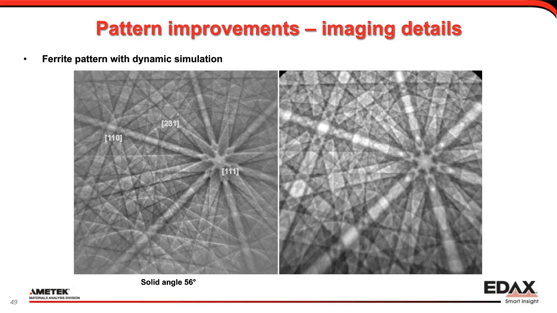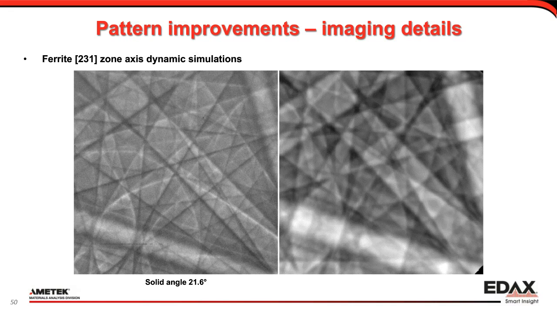I zoom in. So this was the final result. This was a solid angle of only 21 degrees. Do a dynamic simulation here. And here you can see that the simulation doesn't appear as sharp as the live pattern. And that is most likely caused by the energy of the electrons that is being allowed to contribute to the pattern. So we're assuming here that also the lower energy electrons can contribute, which causes a little bit of band broadening. And the live pattern doesn't really show that.